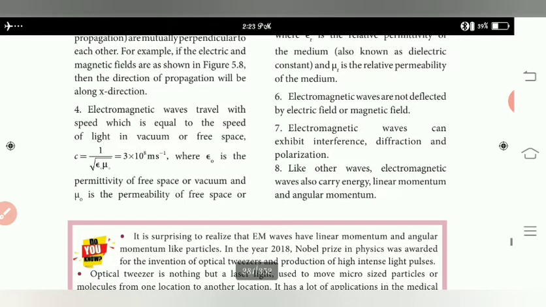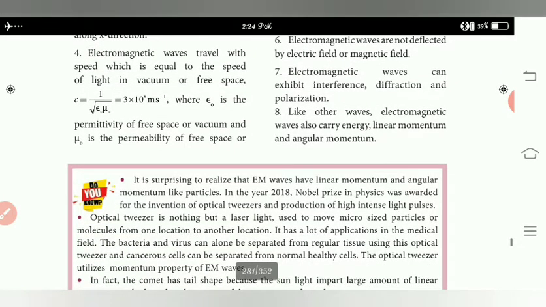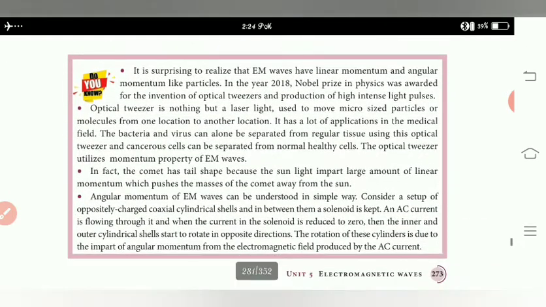Electromagnetic waves can exhibit interference, diffraction and polarization. Due to their wave property, they obey wave properties. There are two kinds of properties, ray properties and wave properties. They obey interference, diffraction and polarization. Like other waves, electromagnetic waves also carry energy, linear momentum and angular momentum.